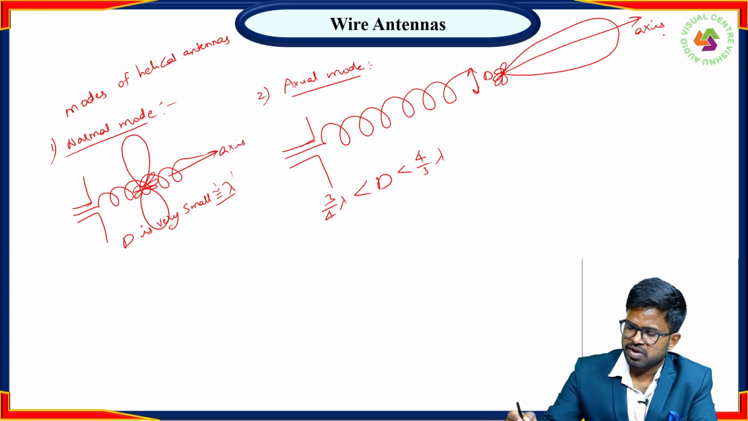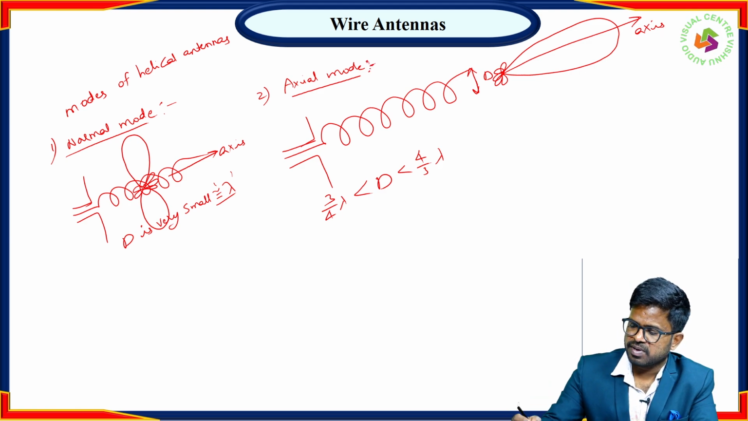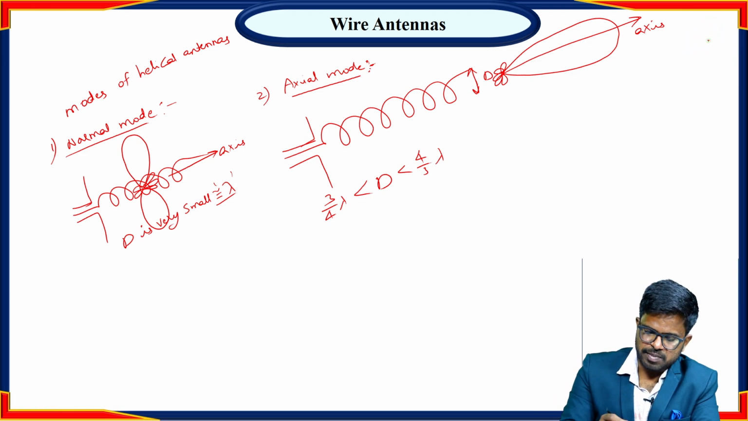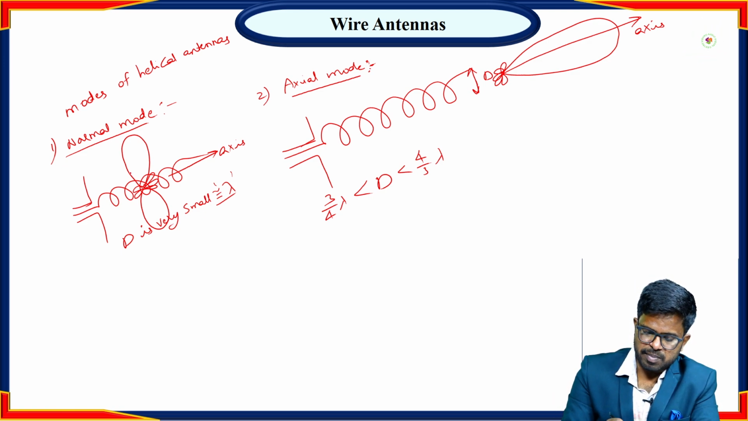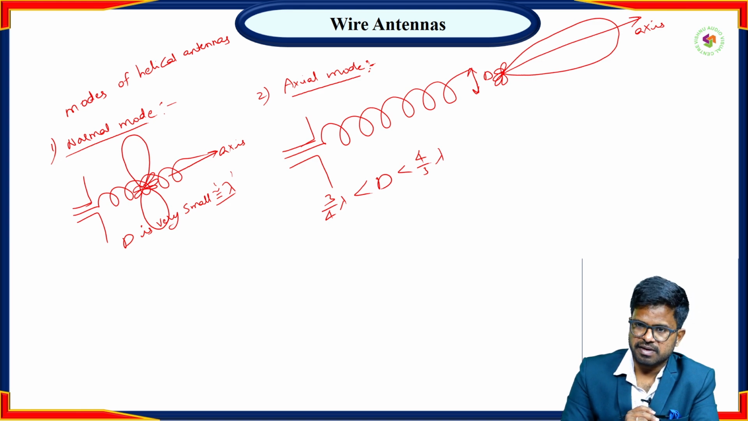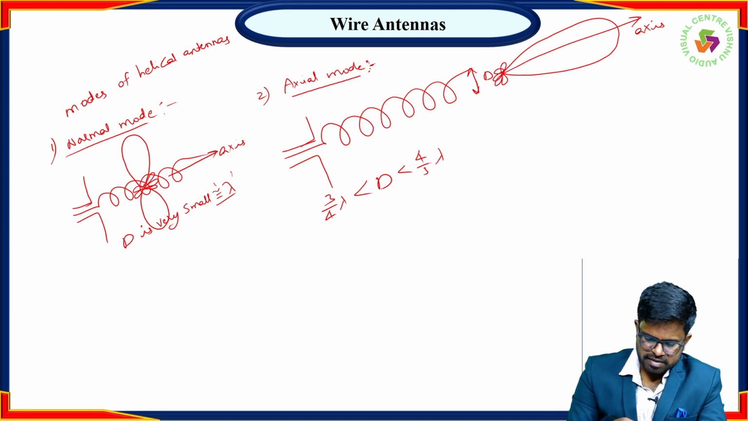Okay? Normally we use this axial mode for real-time applications, because in this case they can produce very high gain, and with circular polarization also. But coming to normal mode, they cannot produce that much gain, but they will produce a broadside pattern. Okay, so these are the modes of helical antennas.